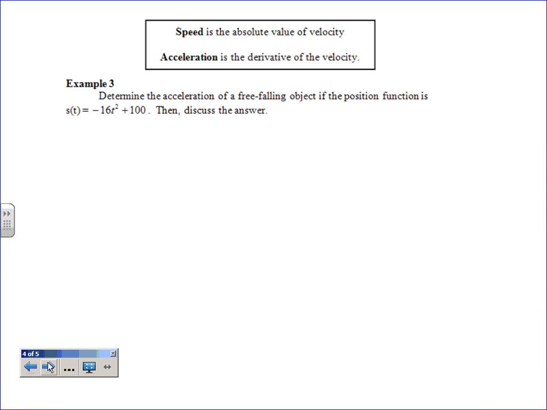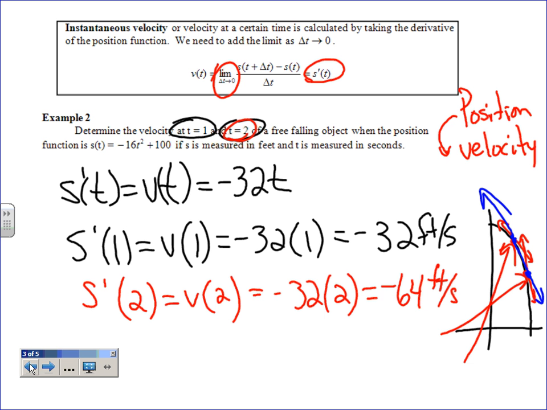These two are pretty important to know as well. Speed does not have direction, which is why it's the absolute value of velocity. So whatever answer you get for velocity, you just take the absolute value. What is the speed of the object at time equal 1 second in this example? 32 feet per second. And at time 2, the speed is 64 feet per second. Speed has no reference to direction, positive or negative.